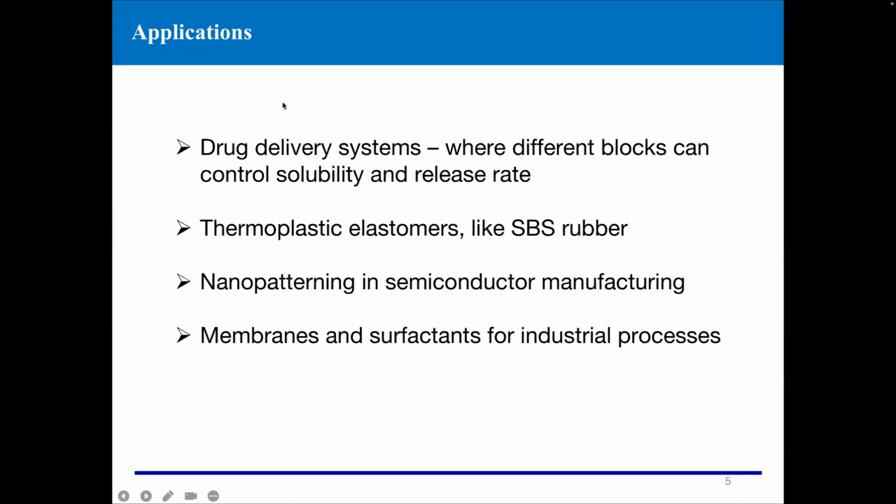For their applications, we can see that we can use them in a large number of areas like drug delivery systems, thermoplastic elastomers, also semiconductors, membranes, surfactants, and so on.